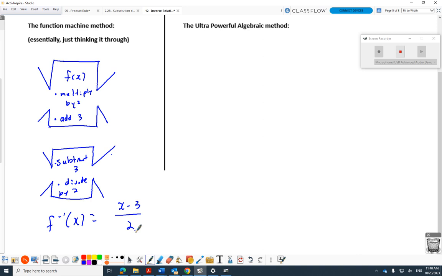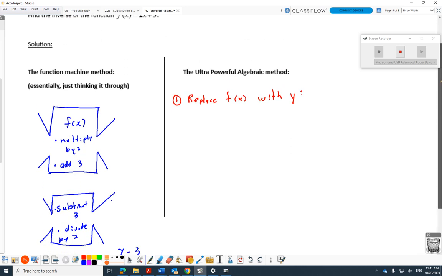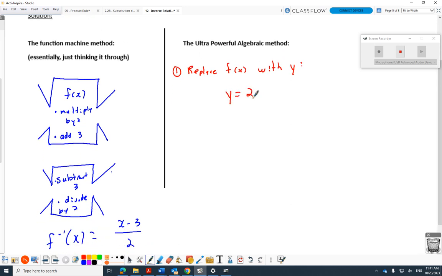That function will subtract 3, and then it will divide by 2. Remember, this is where I want you to be at this point, where you're like, okay, I get that. Please tell me I don't have to do that every time I have to do 2 steps. No. Here's an algebraic, ultra-powerful recipe, procedure, algorithm to do exactly that question without all the crazy thinking. It looks like this. Step 1. Replace f of x with y. So instead of writing it with an f of x, change it to y equals 2x plus 3.